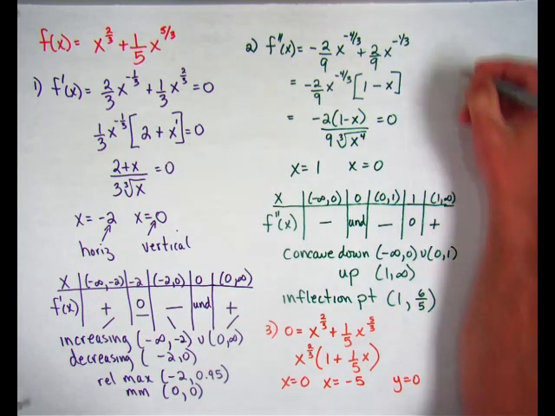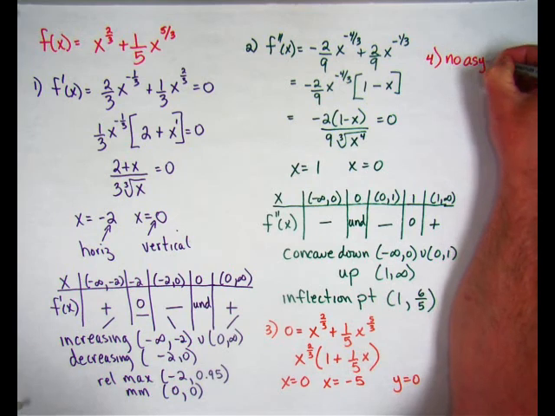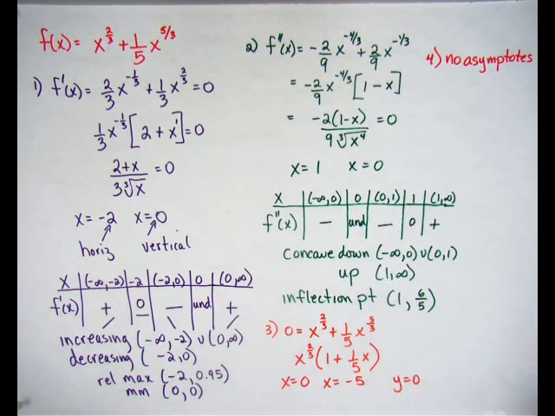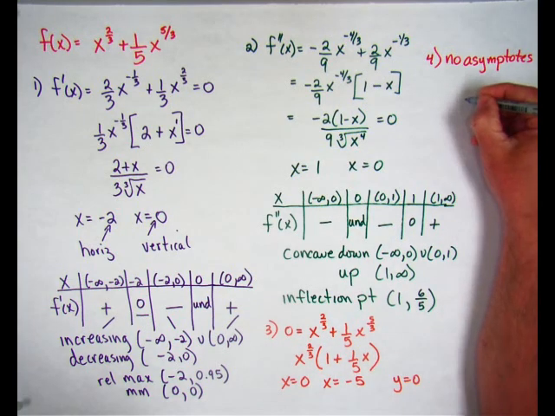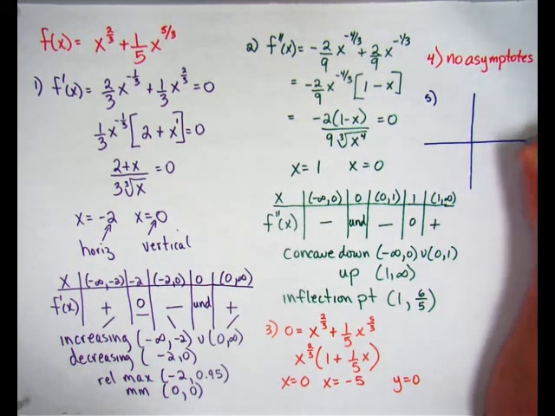There are no asymptotes, so step 4 in your procedure is to analyze the asymptotes. There are no asymptotes in this graph. The function exists for every value of x. And so finally we just draw a picture. So our picture, number 5, would be to sketch the graph. And our picture would look something like this.